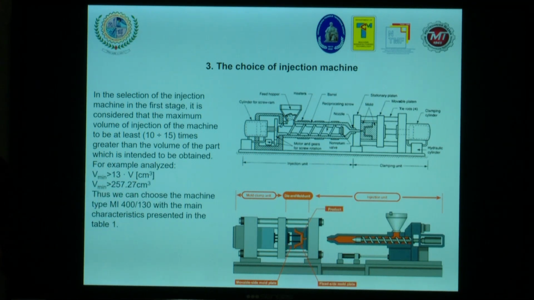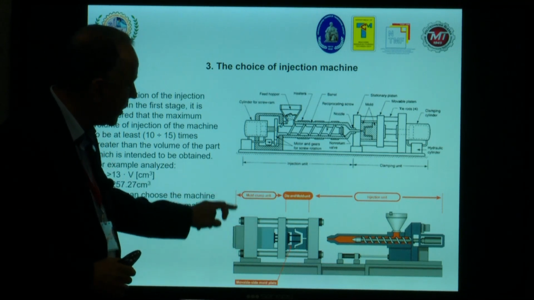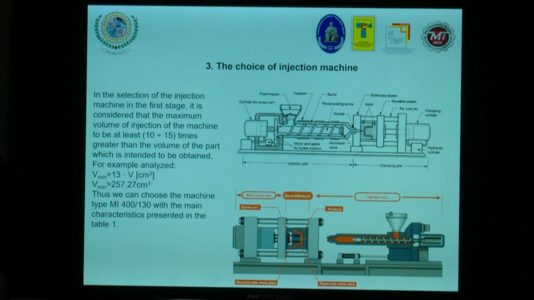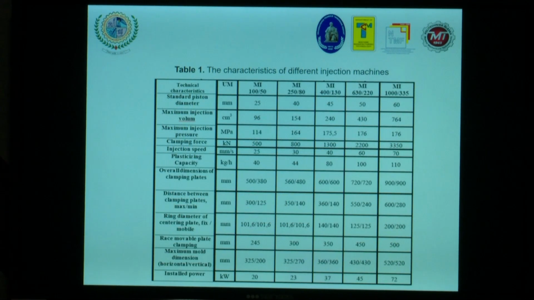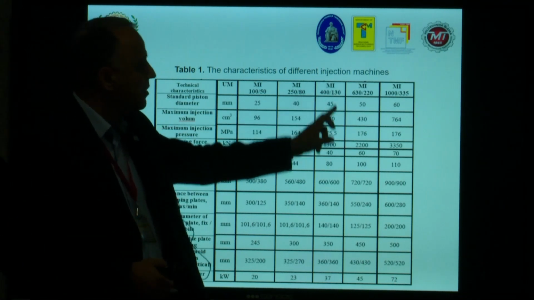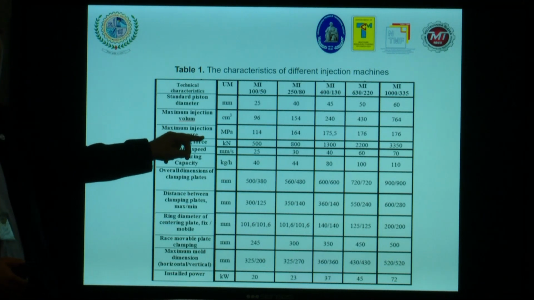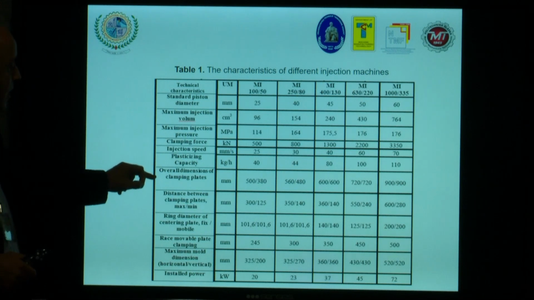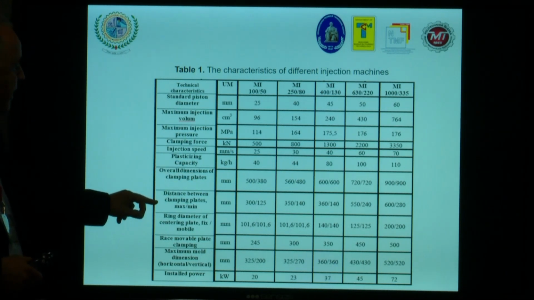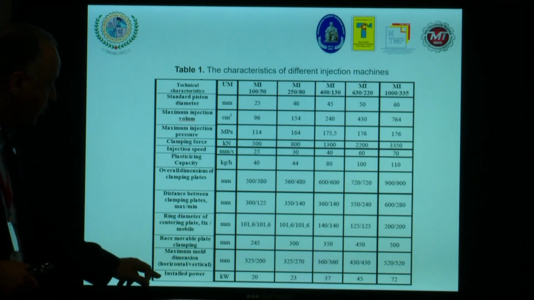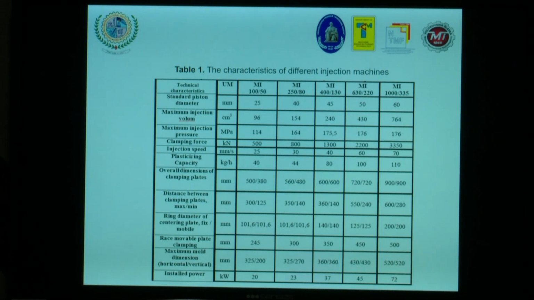This is the type of the injection molding machine. Afterwards, we use exactly all the technological parameters of the injection molding machine that we choose. Because on the general sketch, we have the mold clamp unit, we have the die and mold unit, and of course we have the injection unit of the injection molding machine. So, the characteristics of different injection molding machines, the type that we choose in this example is Z1. We have to know exactly the maximum injection volume, the maximum injection pressure, clamping force, which is very important, injection speed, also the overall dimension of the clamping plates, distance between clamping plates, maximum to minimum, ring diameter, race of the movable plate, maximum mold dimension, and of course the power of the machine is also important.